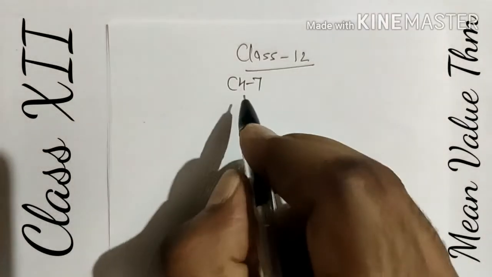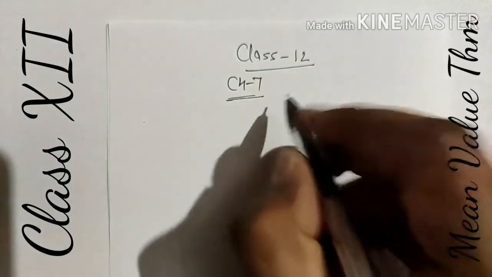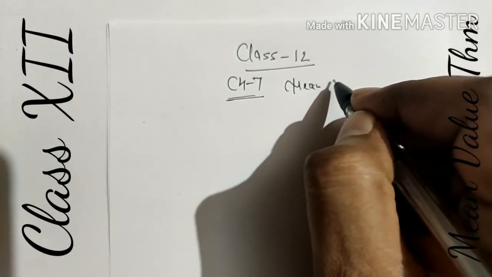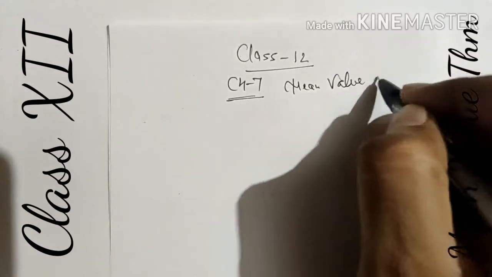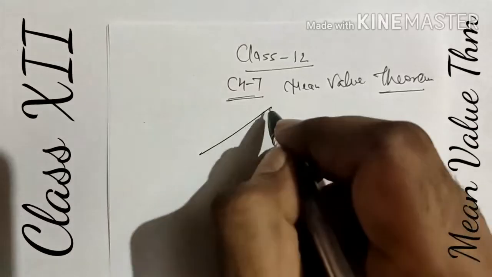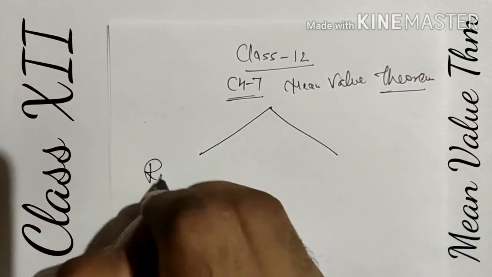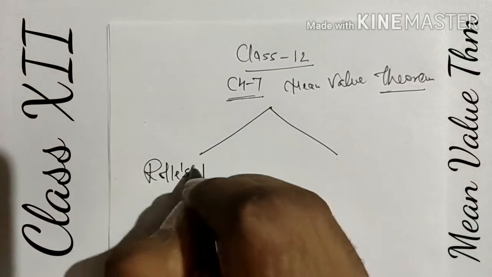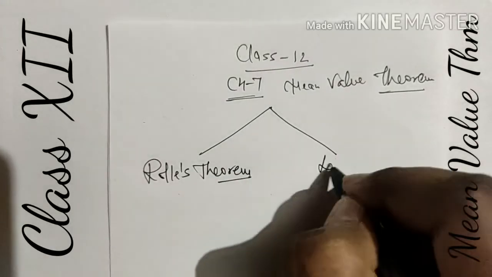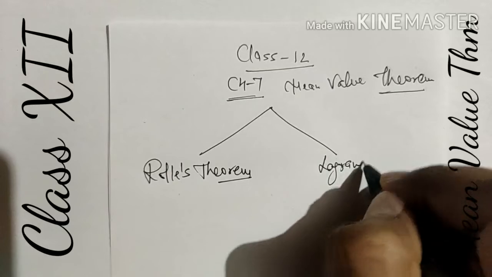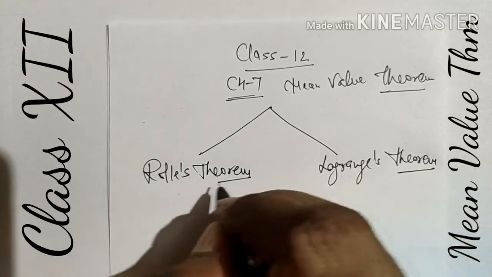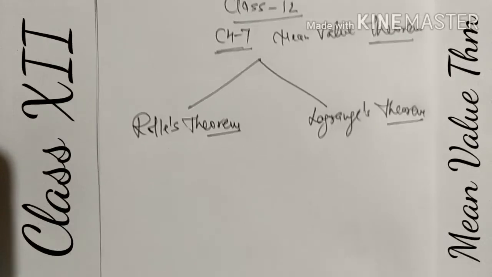Today we are going to start chapter 7 of class 12th. One of the topics left is the mean value theorem. It carries 4 marks in the exam. It has two types: one is Rolle's theorem and the other is Lagrange's theorem. Mean value theorem is the common name for both of them.